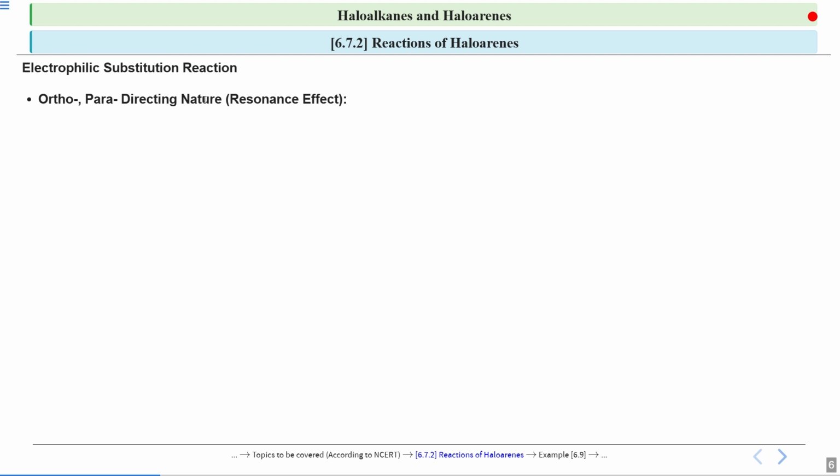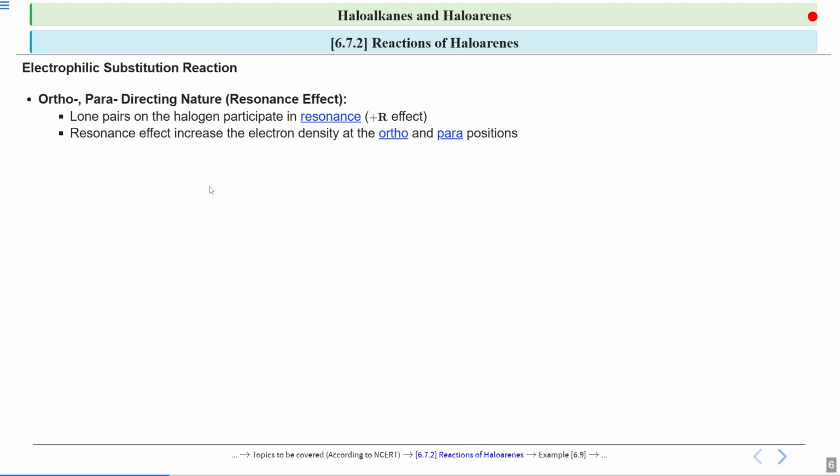Ortho-para directing nature. Now, the halogens show ortho-para directing nature specifically due to the resonance effect shown by them with the benzene ring. The lone pairs present on the halogen, which is attached directly to the carbon of the benzene ring, participate in the resonance of the benzene ring. So they will show the plus R effect, the positive resonance effect.